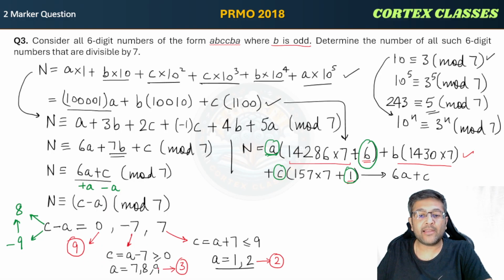So that's it guys. For the values of C and A, how many ordered pairs will there be? 9 plus 3 plus 2. So 14 pairs, right? So A and C can in total have 14 cases, right?